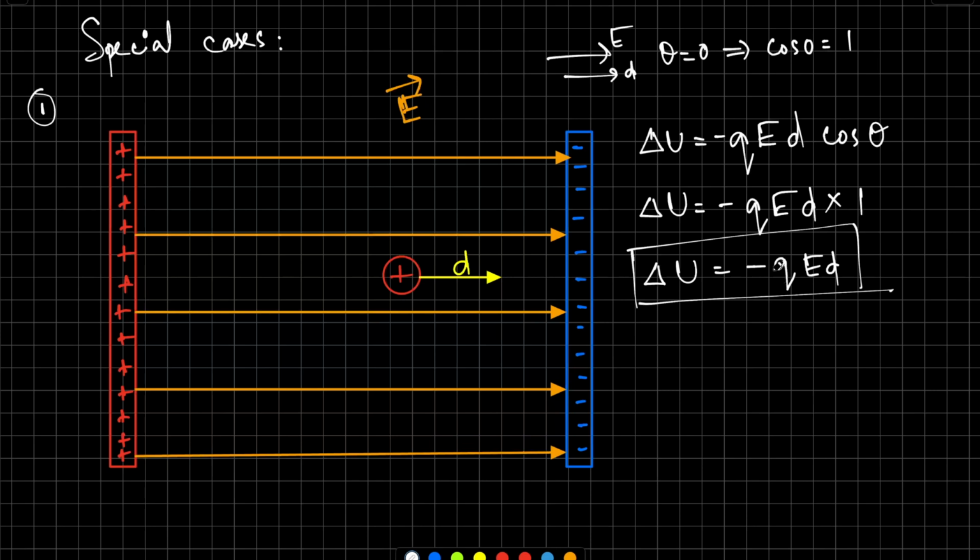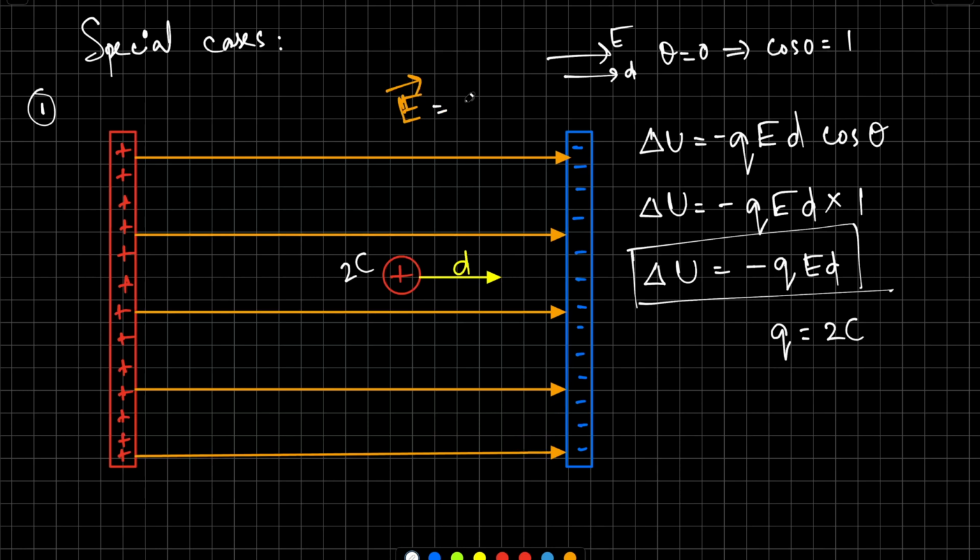Yeah, you have a negative sign, right? That means potential energy is decreasing. This is case number 1. Let's use some numbers. Let's say this charge is, I don't know, 2 coulombs, so Q equals 2 coulombs.